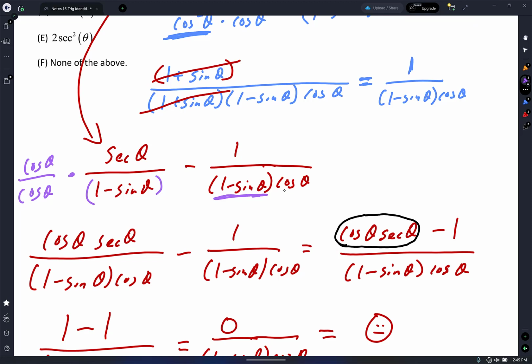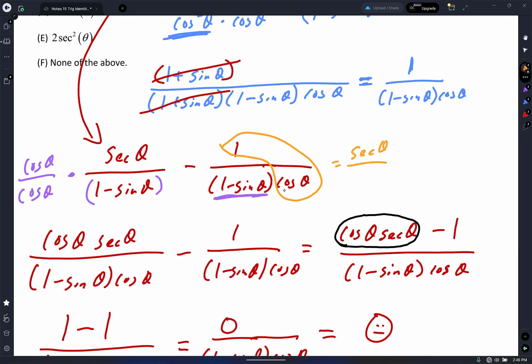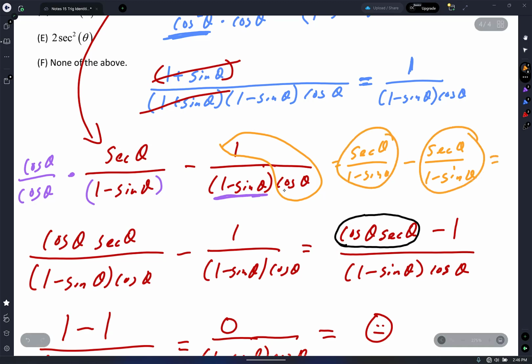If you recognize this, guys, you don't have to, but if you recognize this, you see how you have 1 over, let me write it better. You see how you have 1 over cosine theta right there? That's secant theta. You could have done just, this is the first one, secant theta over 1 minus sine theta minus secant theta over 1 minus sine theta. And then you would have realized I got something that's the same as the other thing, and something minus the same thing is just going to be 0. Yeah, it doesn't matter how you do it.